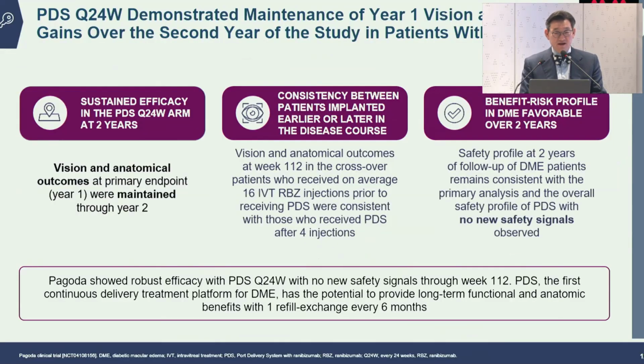So finally, the PDS with a refill every 24 weeks demonstrates a maintenance of year 1 vision and anatomy gains through the 2nd year. We've seen sustained efficacy. We've seen consistency between patients implanted earlier or later, because they were the 2 arms, 1 at 16 weeks and 1 at 64 weeks. And the risk-benefit profile in DME is favourable over the 2 years. Thank you.